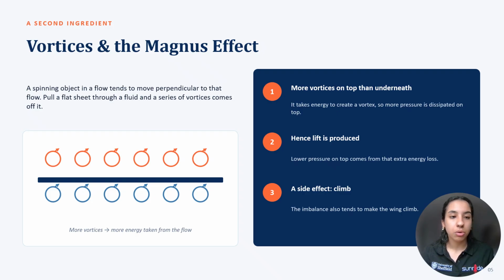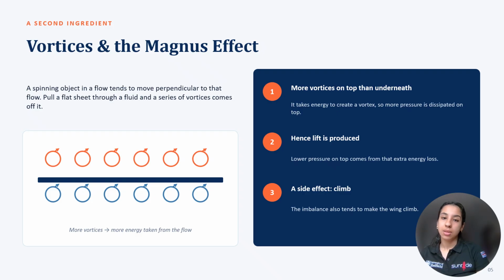So when you have a spinning object in a flow, it tends to move perpendicular to that flow, okay? So you see here we've got an object, that one, that's straight, and because it's a spinning object, you will have vortices, okay? So if you pull a flat sheet through a fluid and a series of vortices comes off it, that's just something that would happen. So what would happen if you have more vortices on the top than underneath?